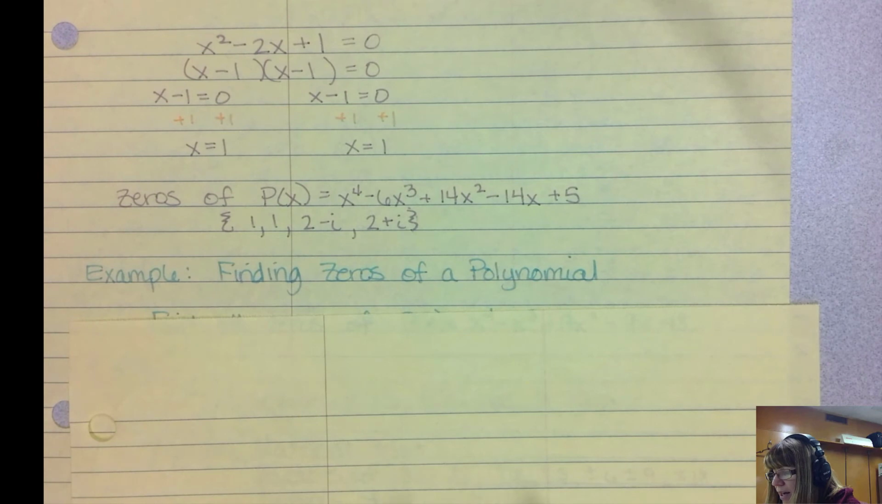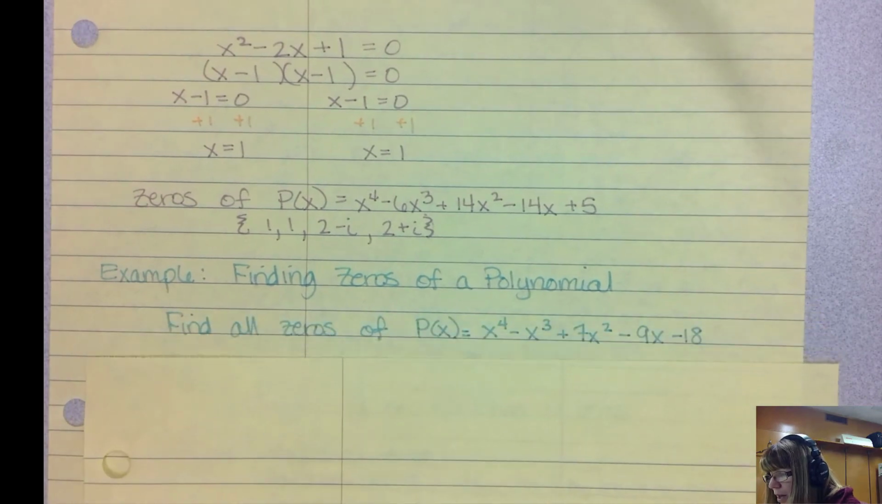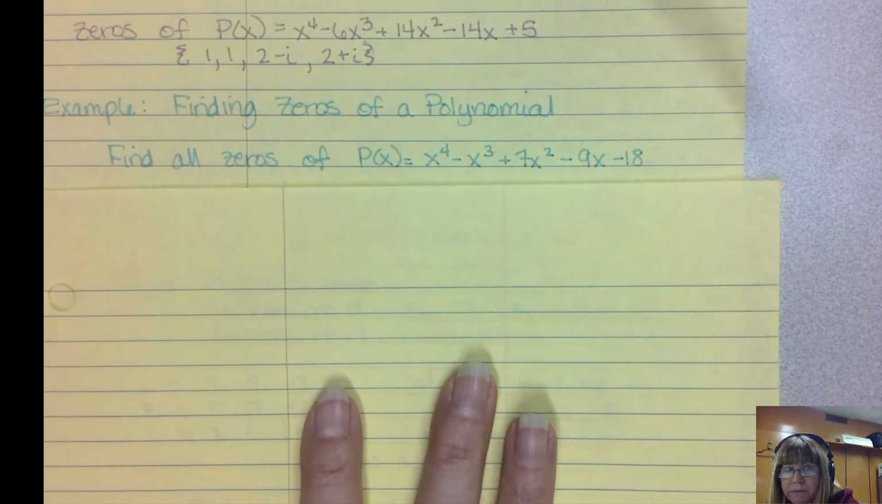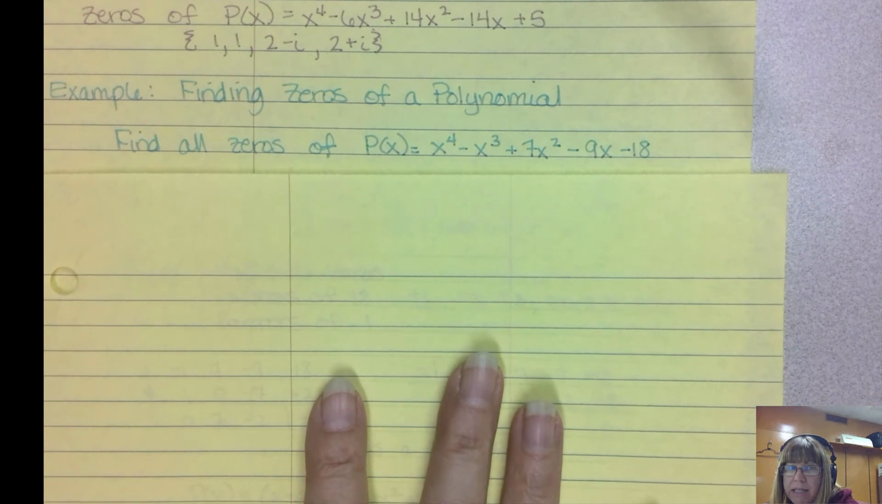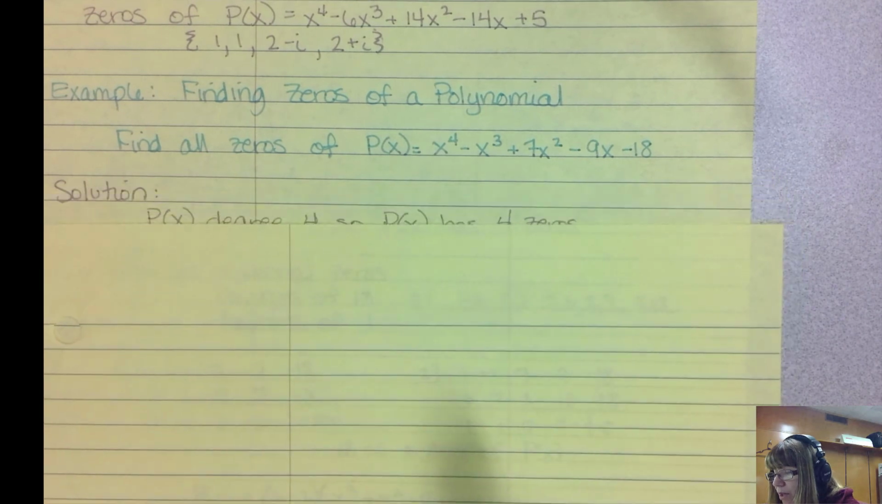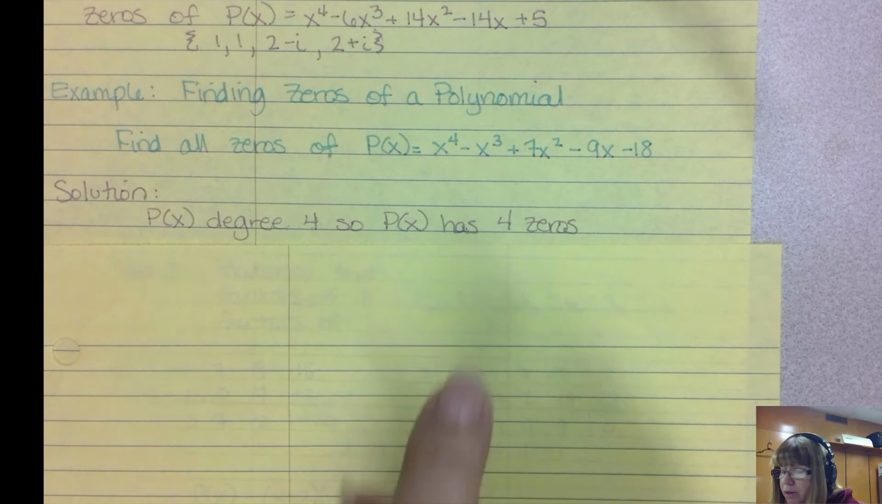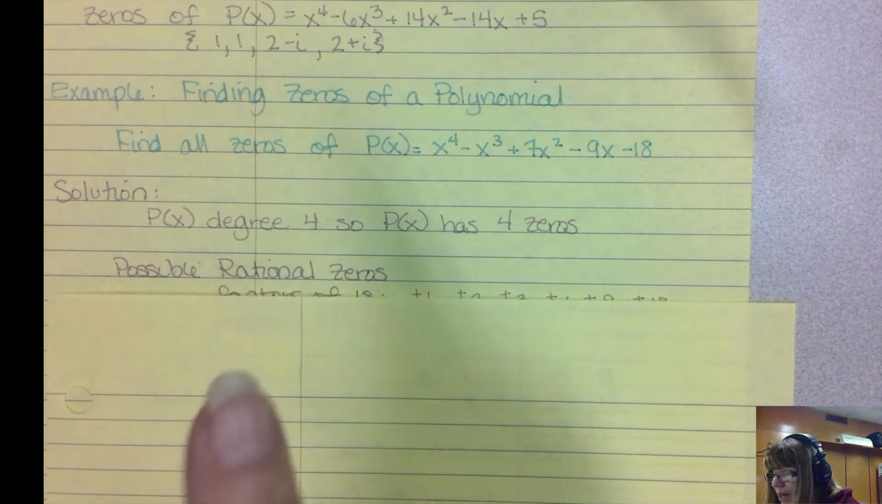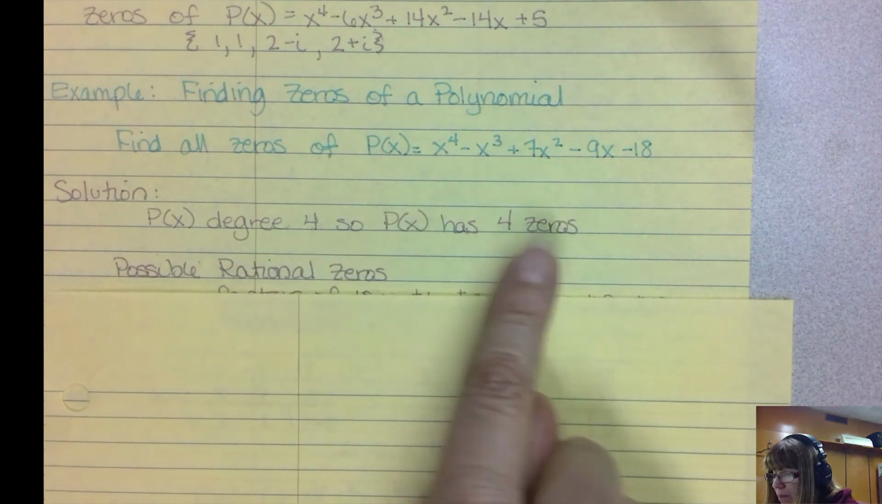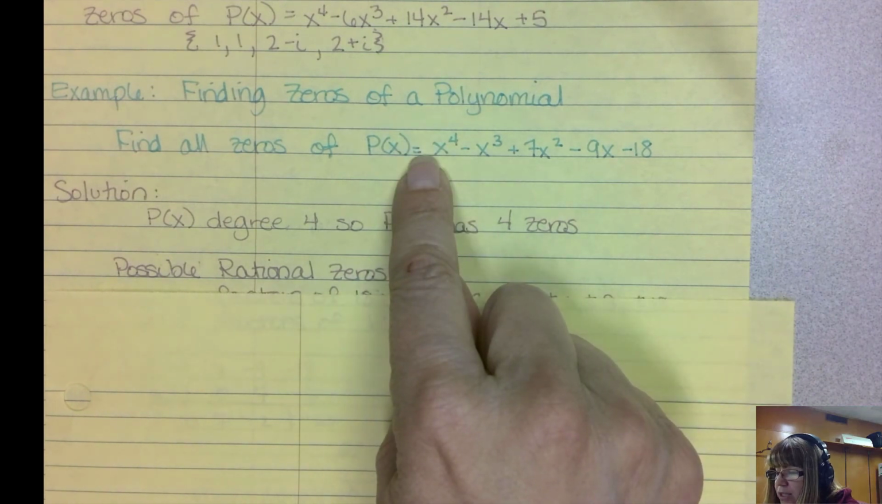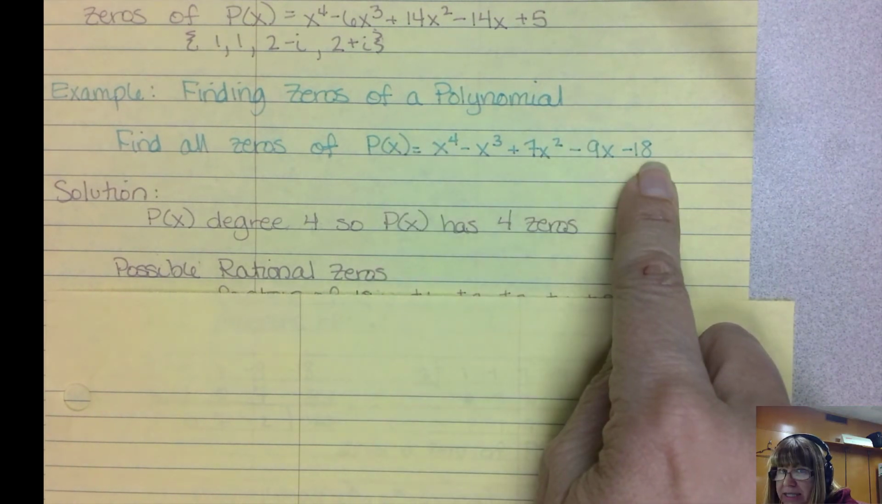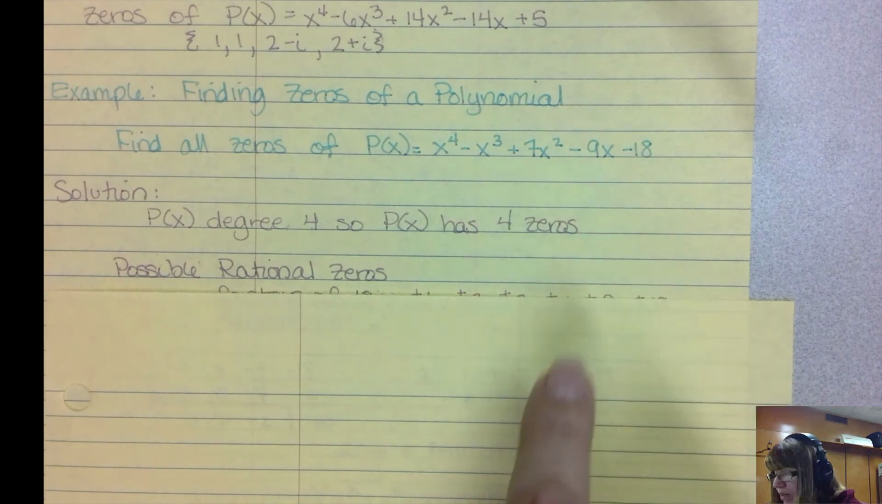Let's again find zeros of a polynomial. Now we have a new polynomial, x to the 4th minus x cubed plus 7x squared minus 9x minus 18. Now we're degree 4, so we really should think about we have 4 zeros. Next, let's think about all the rational zeros that might be possible. Our leading coefficient is 1. Our constant is 18. So we need to factor both of these.